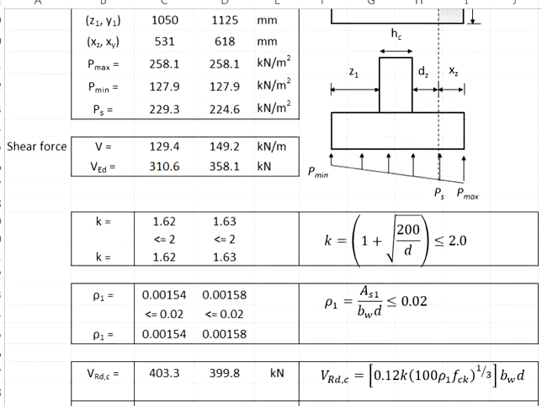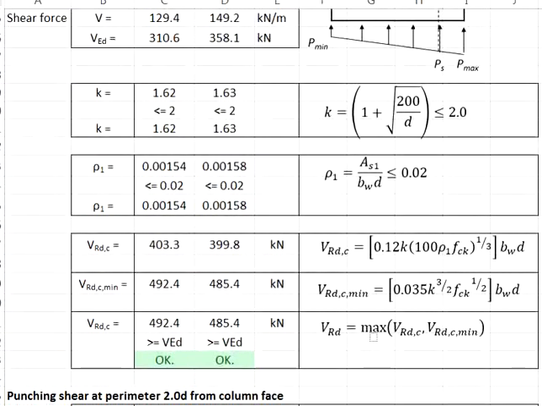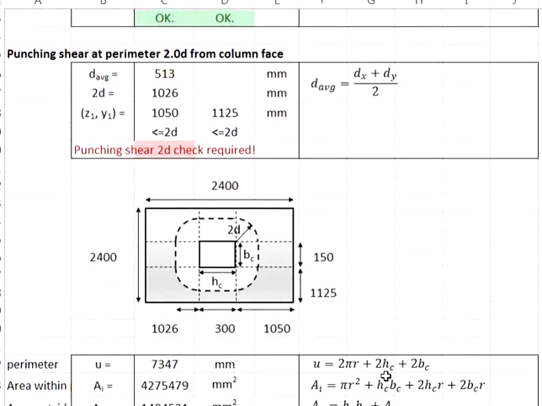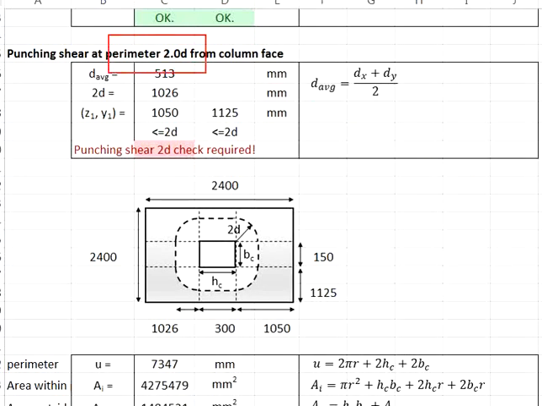Check the shear load against the shear resistance. This includes VRd,c and VRd,c minimum. Later, we need to check for the punching shear located at a perimeter of 2d from the column face. We use the average effective depth.